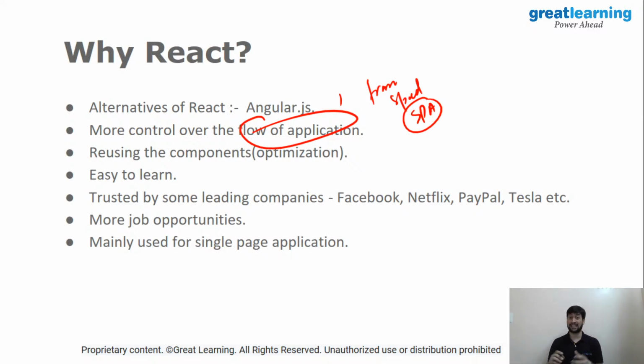We can reuse our components. Optimization is there. Let's suppose you have a panel, and in that panel you have name, roll number, and subject. The same panel can be used for a different person, so we can reuse those components. What are these components? We basically have two kinds: class based components and functional components. We'll talk about it as we move along with this session, so don't worry about it for now.